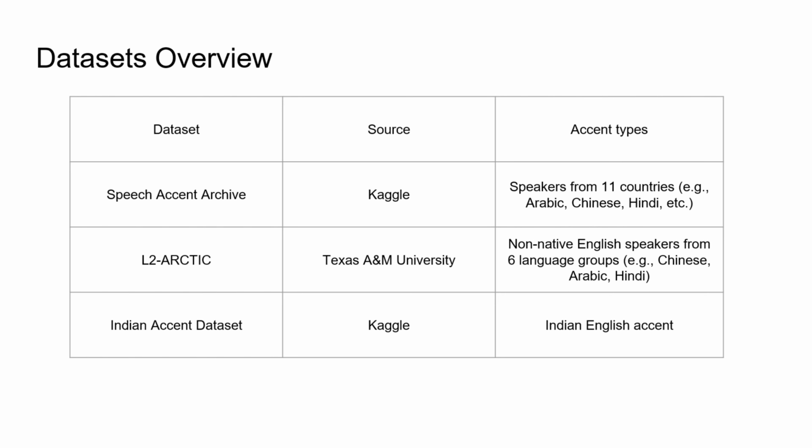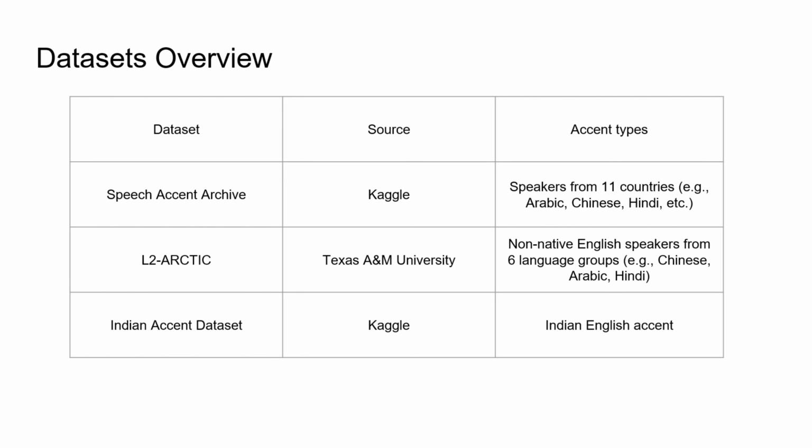The second dataset is L2-ARCTIC, developed by Texas A&M University. This dataset is specifically designed to analyze non-native English speech. It includes speakers from 6 language backgrounds, such as Chinese, Arabic, and Hindi, who each read phonetically balanced sentences. This structure allows us to closely examine how ASR systems respond to consistent pronunciation differences among non-native speakers.